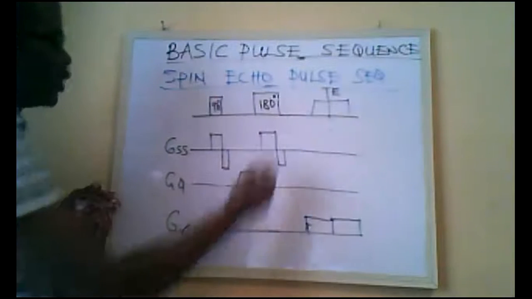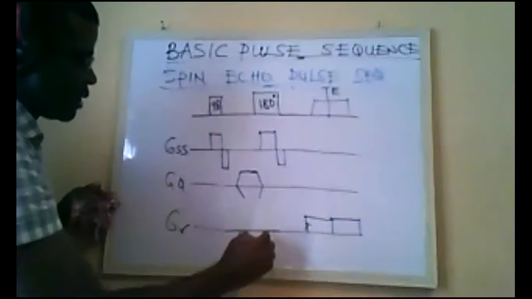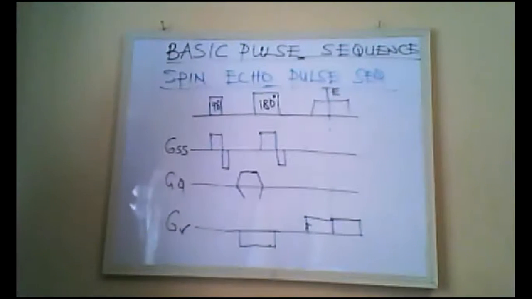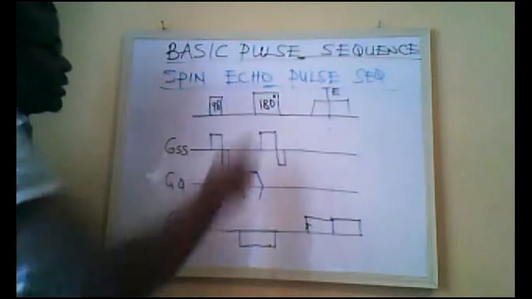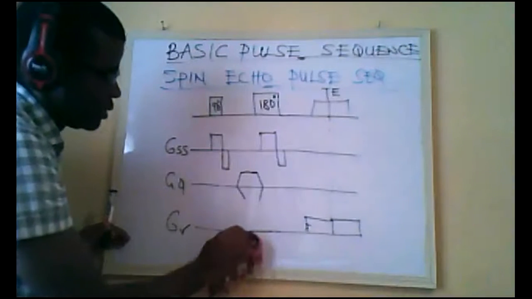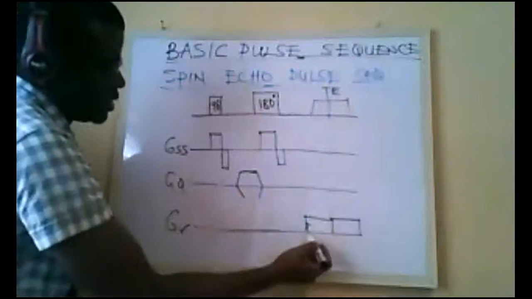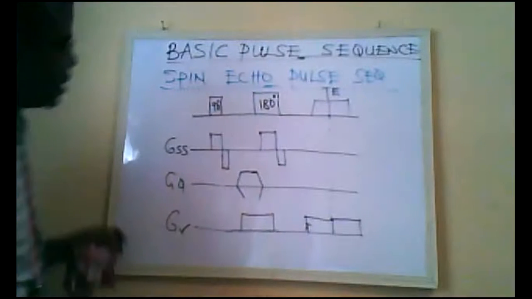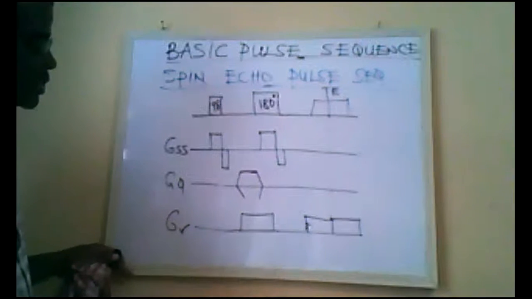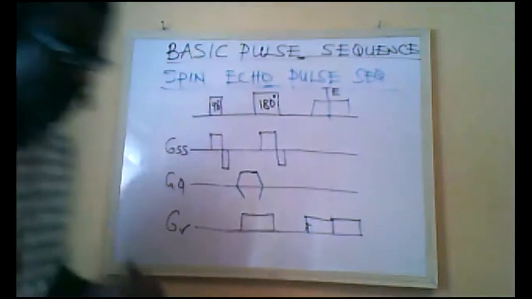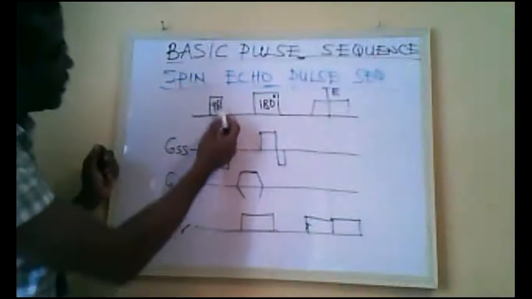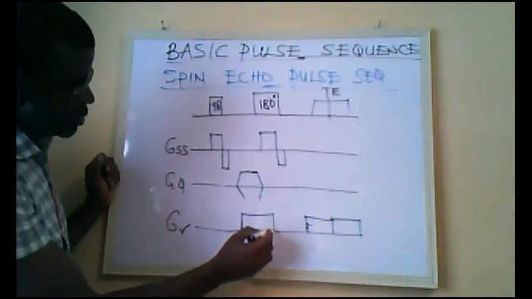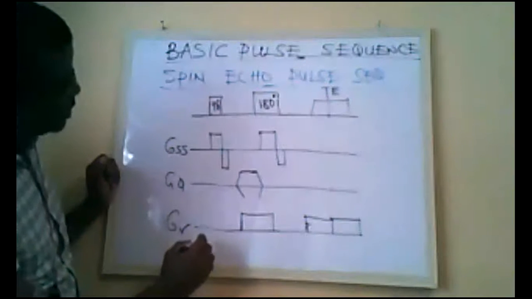initially I used to think that because of this 180 degree we have to invert this, but this is not the case. This 180 degree will actually be taken care of by this first half of TE, by this first half here. So we have this frequency encode gradient. So our signal, what this does to our signal is after this 90 degree, our signal goes this way. How do we do it?